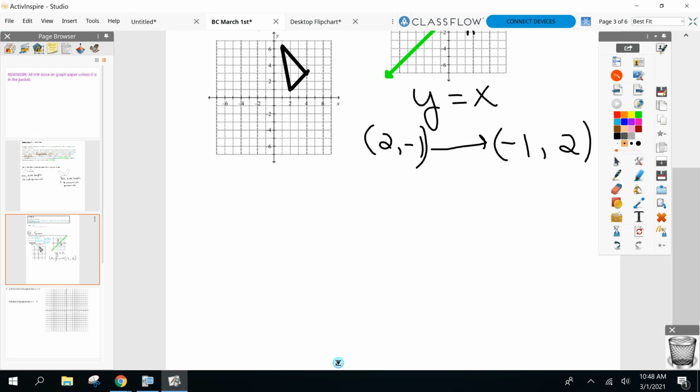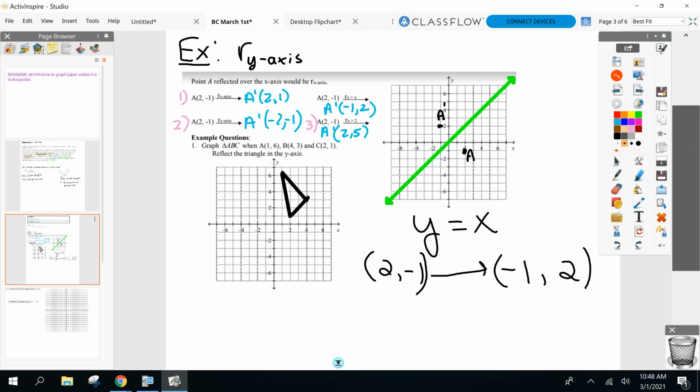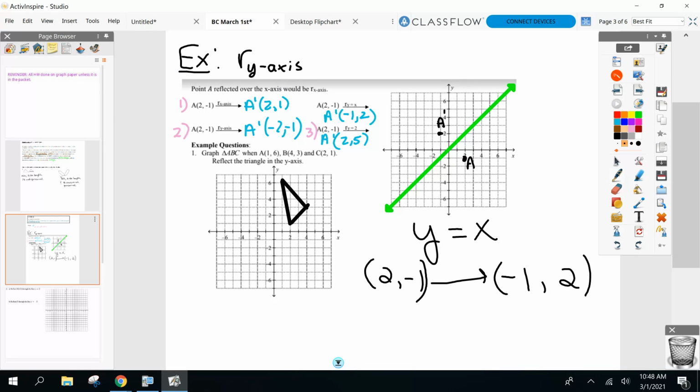Example number 1, graph triangle ABC. Go ahead, graph triangle ABC, and then flip it over the y-axis for me and give me the coordinates in A prime, B prime, C prime fashion. Y-axis, Y. Don't flip it over the X, Y-axis.